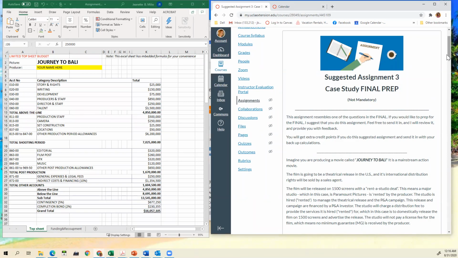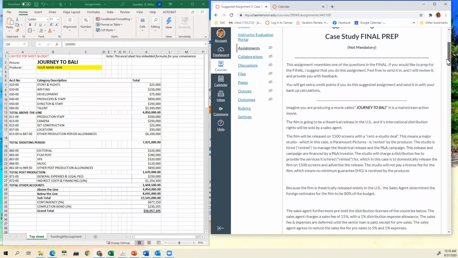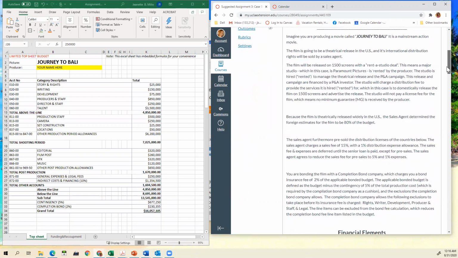Okay, so as discussed tonight, I'm going to walk you through the case study to prepare for the final. This is our case study here to the right, and we're going to talk about a movie called Journey to Bali. It's a mainstream action feature, and we're going to release it in the US through a rent-a-studio deal with Paramount, which, as you remember, is a deal where we basically work with the studio and hire them to create the marketing campaign and book the theaters.